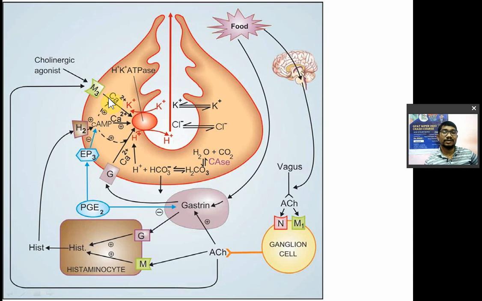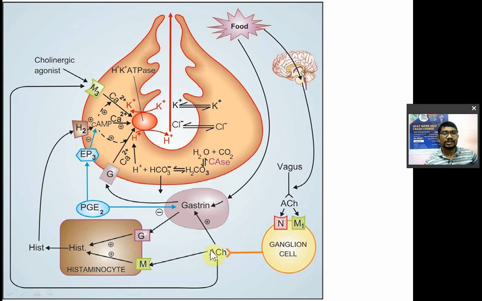So the M3 receptor is present on the gastric parietal cell. All this activity, this whole program of acid formation, happens in the parietal cells of the gastric gland, right? Now this acetylcholine also stimulates the histaminocytes, or histamine containing cells present in your stomach, also called enterochromaffin like cells. So acetylcholine stimulates enterochromaffin like cells to release histamine. This released histamine acts on the histamine H2 receptor present on the gastric parietal cell, which stimulates the proton pump to release hydrogen ion, which can combine with chloride to form acid.